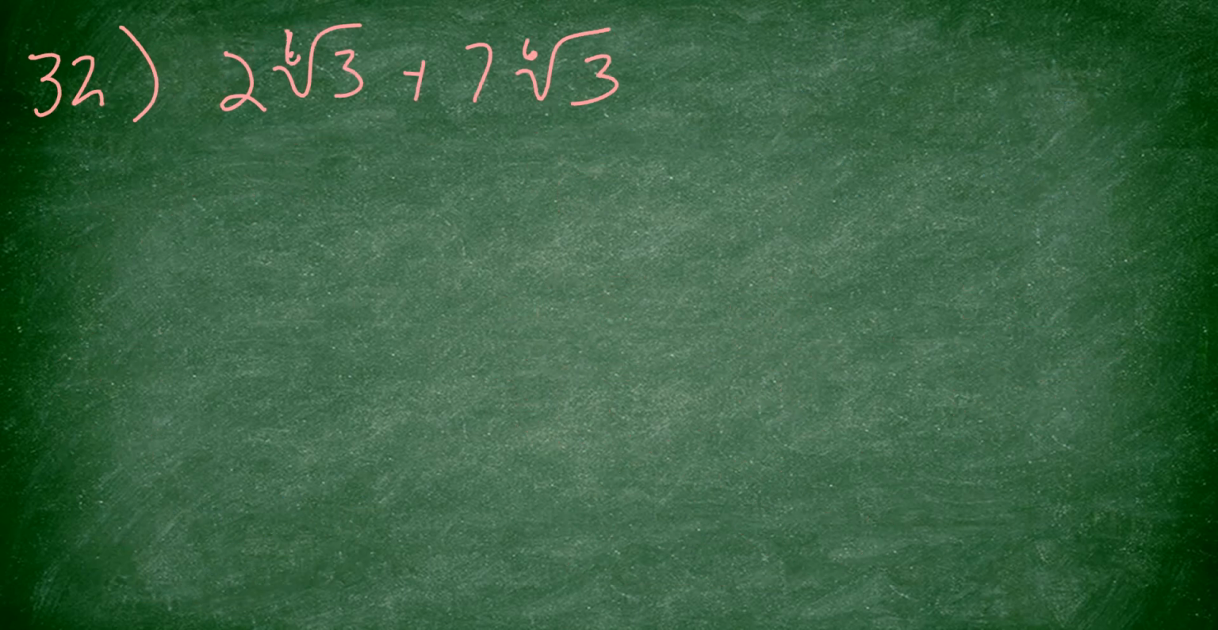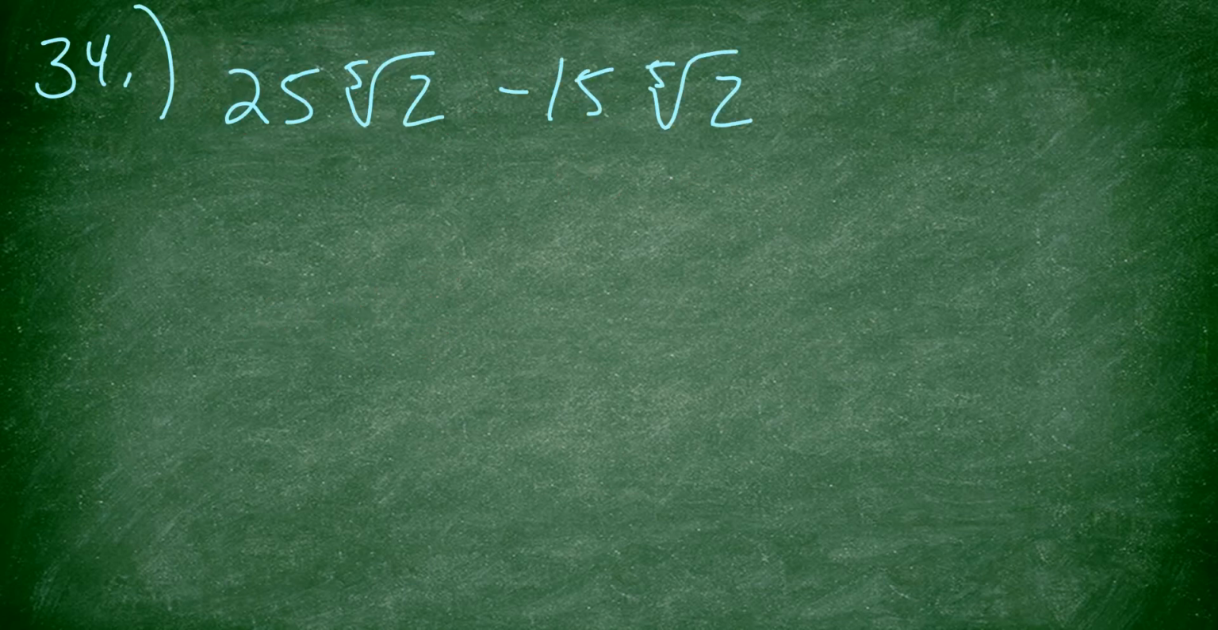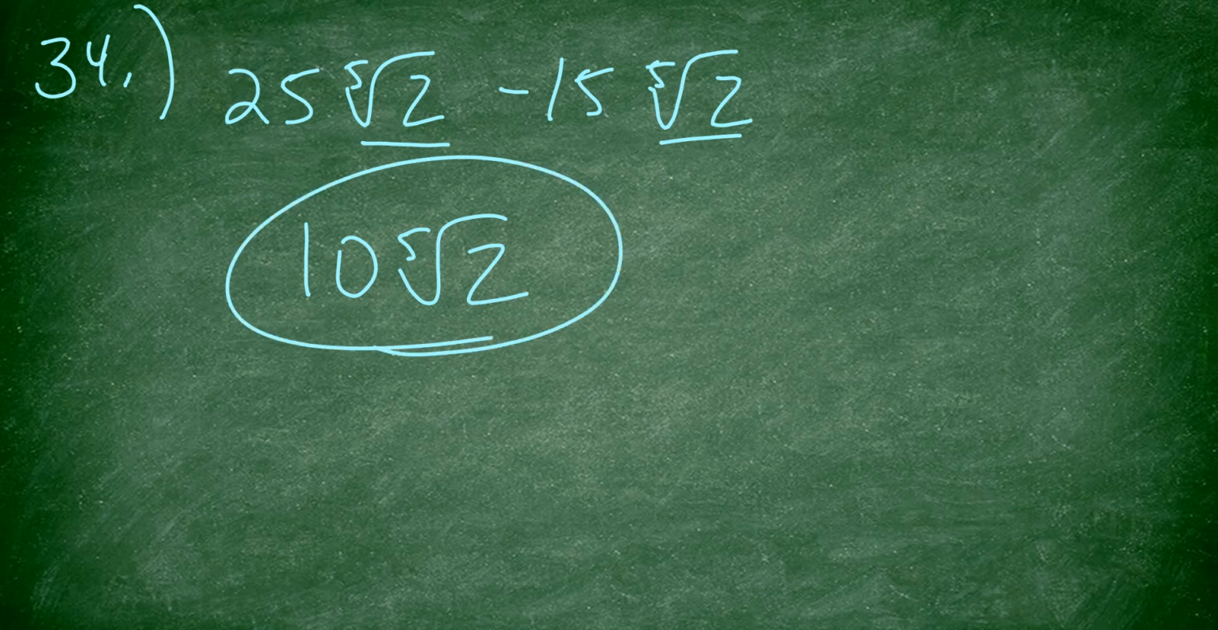Alright, number 32, I have 2 sixth roots of 3 plus 7 sixth roots of 3. Since the radicals are exactly the same, I get to add 2 plus 7. I end up with 9 sixth roots of 3. And that's it for 32. Alright, 34, exact same concept. Radicals are exactly the same. So I do 25 minus 15 to get 10 fifth roots of 2. Done. That's it for 34.